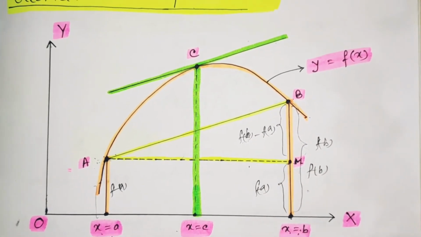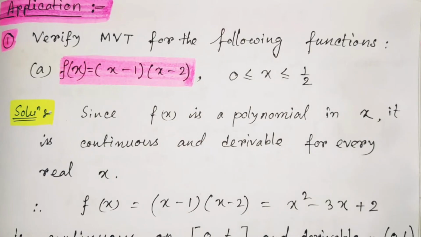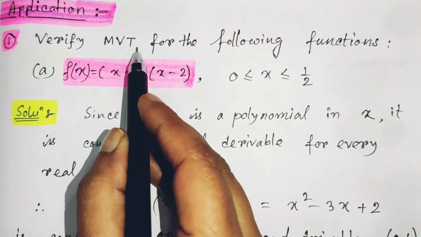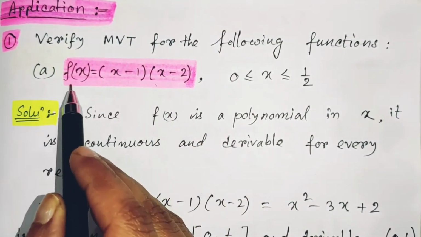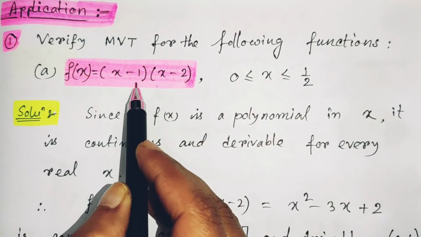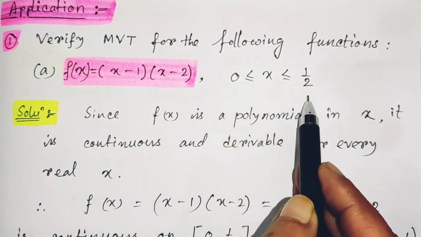I hope you can understand how the Lagrange mean value theorem is applied over a real-time example. Let us apply the Lagrange mean value theorem, the MVT, for this function. What is the function? f(x) = (x - 1)(x - 2) within the interval [0, 1/2].